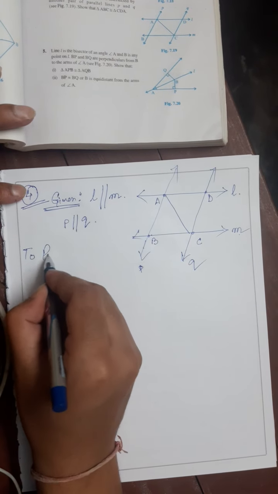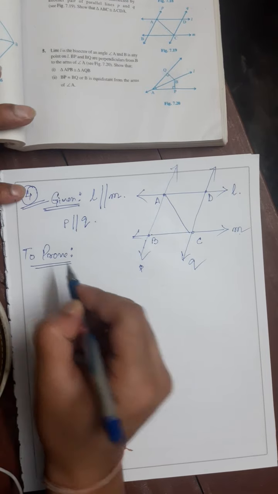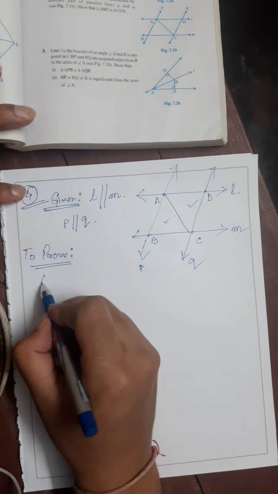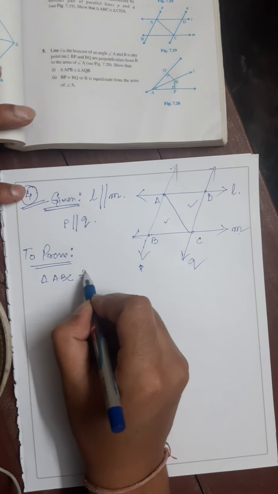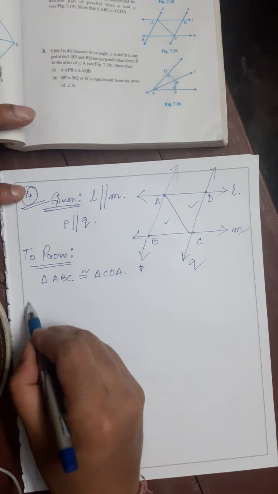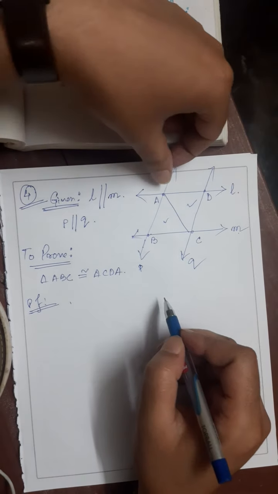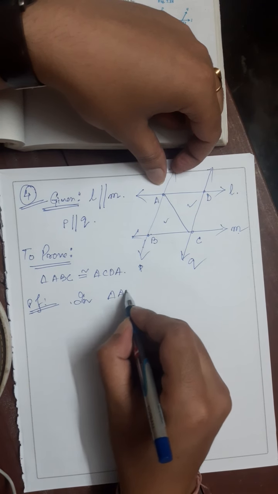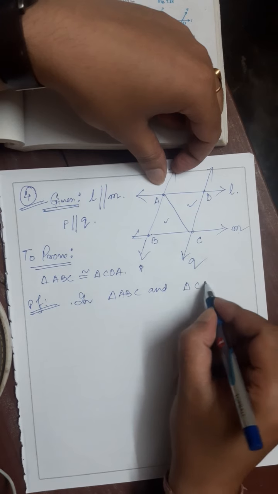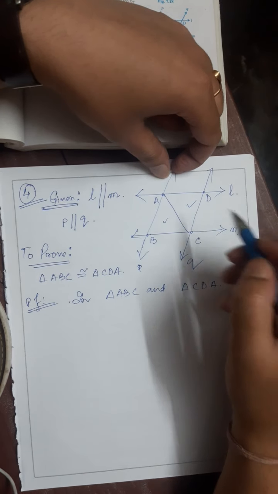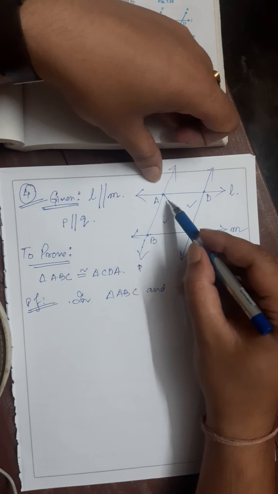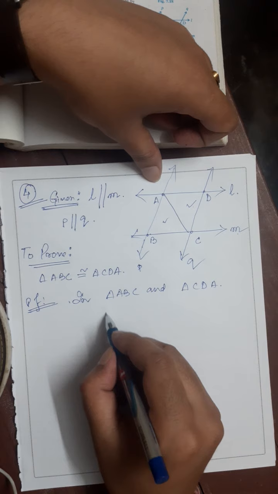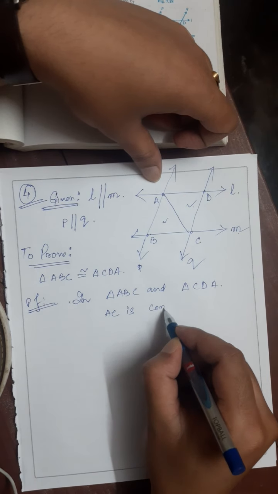To prove, these two triangles are congruent. Triangle ABC is congruent to triangle CDA. So we'll start the proof. First, we have to write the names of these triangles, triangle ABC and triangle CDA. So what are the 3 parts which are equal? You can see that this side AC is common to these two triangles. So first we will write AC is common.